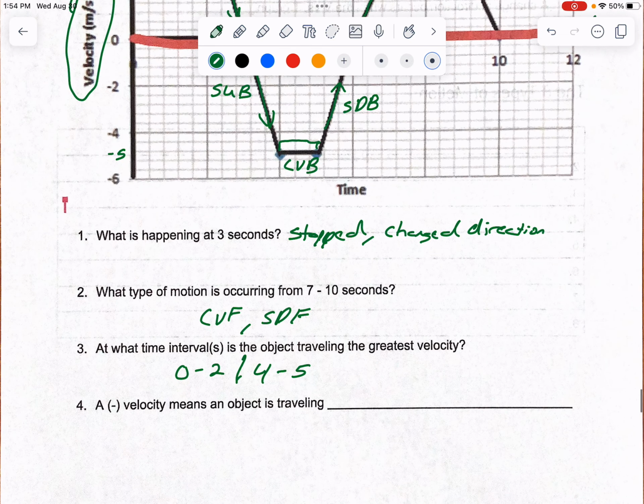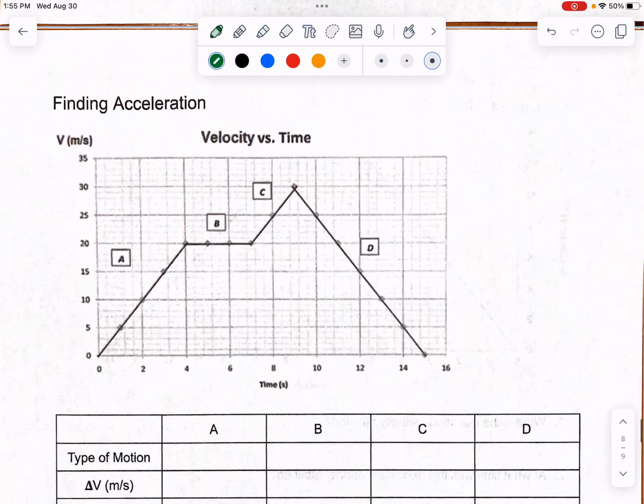Number 4, anytime a negative velocity means that you were traveling backwards. So anytime you are below the x-axis, you're going backwards. Anytime you're above, then you're going to be going forwards. Okay, so let's look at the next one.